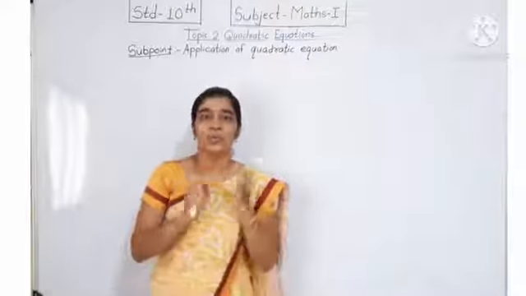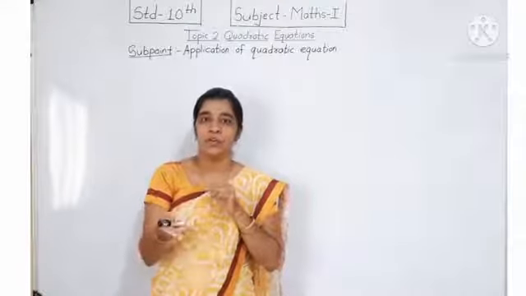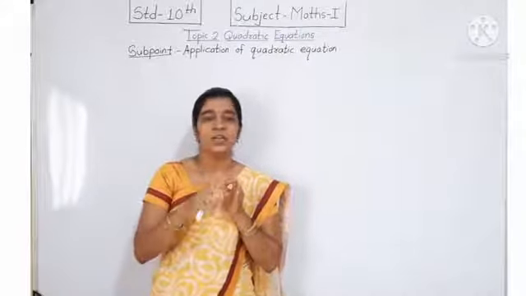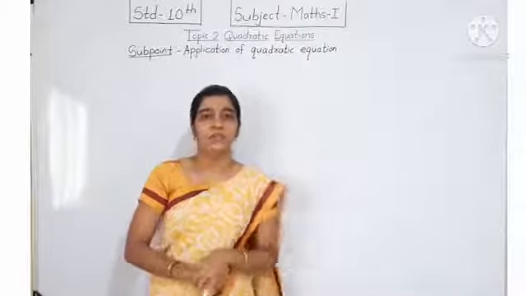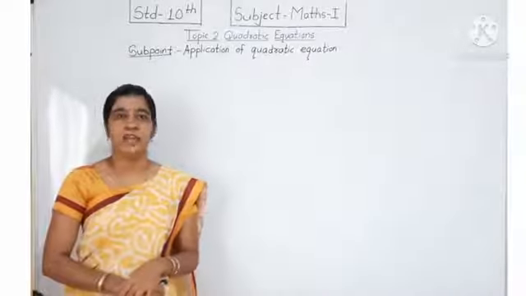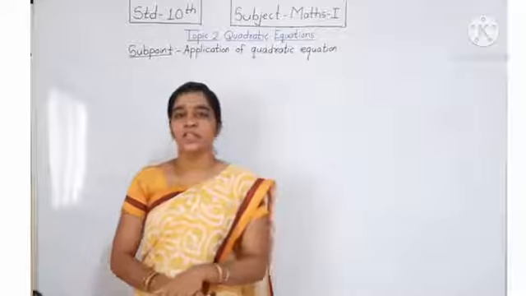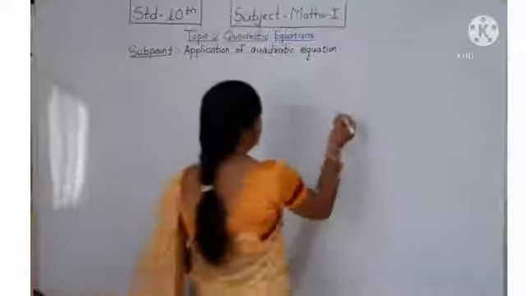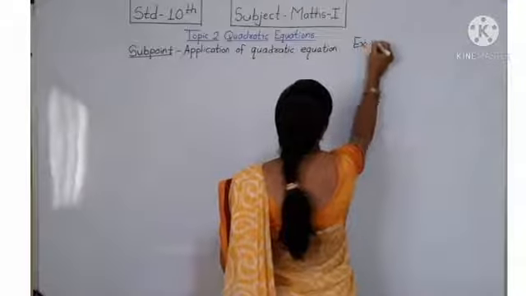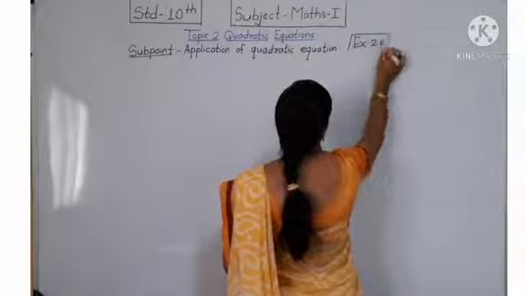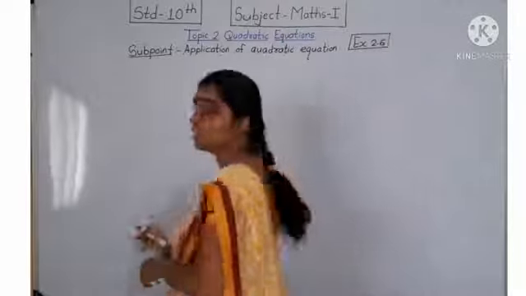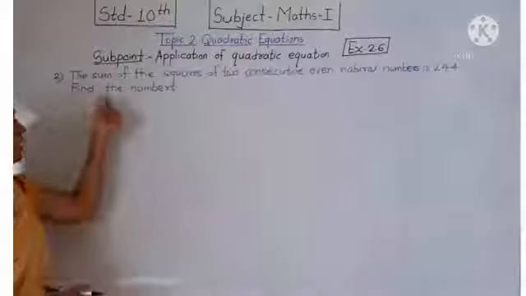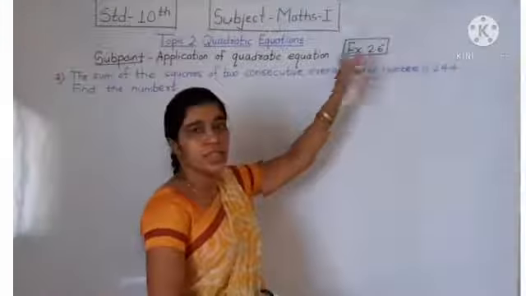So given a word problem, we convert it into symbolic form. Then second step, we solve the problem, and lastly we convert it again into verbal form, that is, the values of x and y. Okay, so we start with exercise 2.6. We will see some examples in exercise 2.6. The remaining examples you solve. See the second example in exercise 2.6.